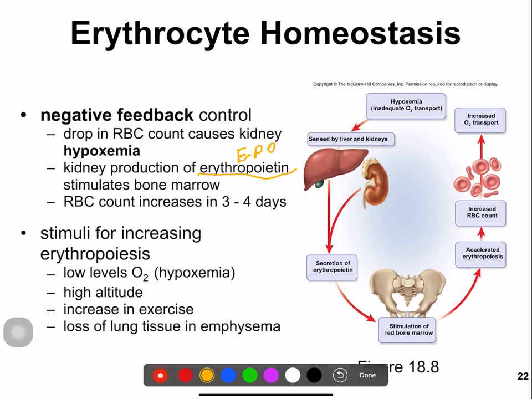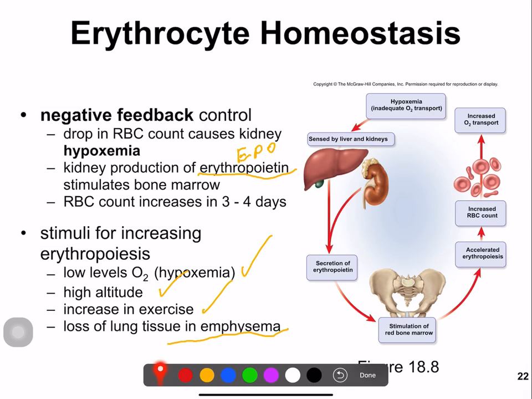Now, what can stimulate this? There's a number of things. It could be hypoxemia, a patient who is having issues with maintaining their blood oxygen levels. A number of conditions can do that, emphysema, etc. Also high altitude. If you go from low to high altitude, that could also stimulate it. Increase in exercise. We see this certainly in athletes as they increase their training, or the normal person. And also, as I said, emphysema, loss of lung tissue. So there's a number of causes that lead to this.